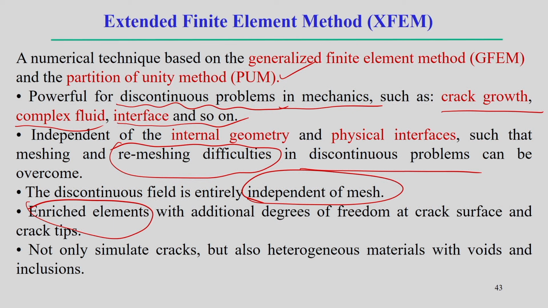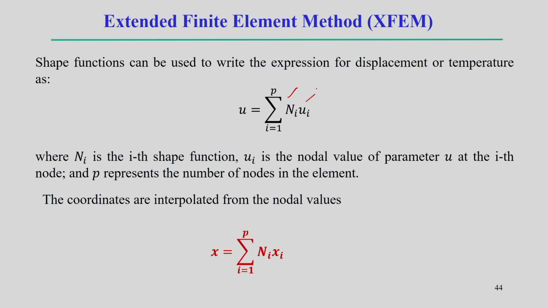Now, we know the shape function can be used to write the expression for the displacement field, u equal to the sum of Ni Ui, where Ni is the ith shape function and Ui is the nodal value at the ith node, and p represents the number of nodes in this particular element. We have already seen that, whether it is temperature or displacement field, we can represent it within a particular element in terms of the mapping with the shape function as well as the nodal values.